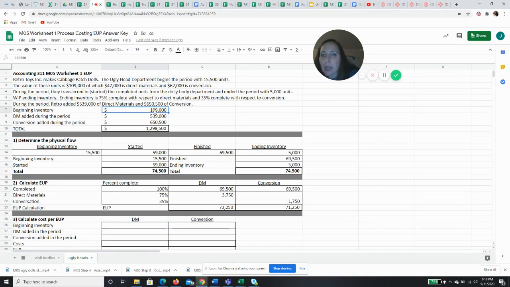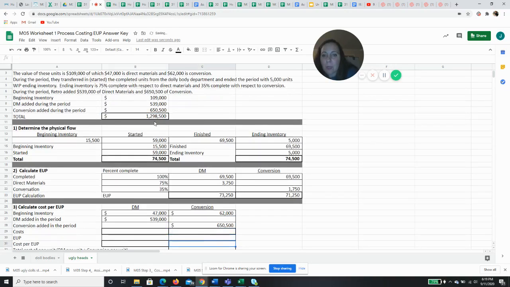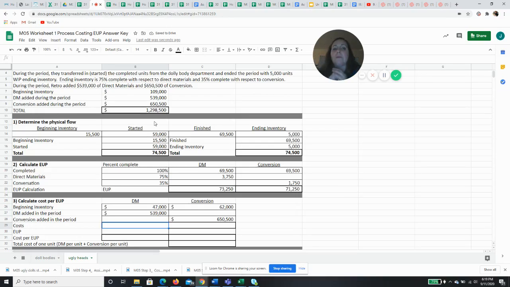Beginning inventory is 109,000 and the breakup of that is 47,000 in direct materials and 62,000 in conversion. Okay, our direct material added this period is 539,000 and our conversion added this period is 650,500. So our total cost this period, and if you remember back to module 3, beginning WIP, we start with beginning WIP inventory plus direct materials plus our direct labor and factory overhead, and that's our conversion.